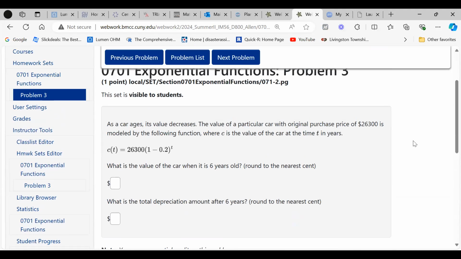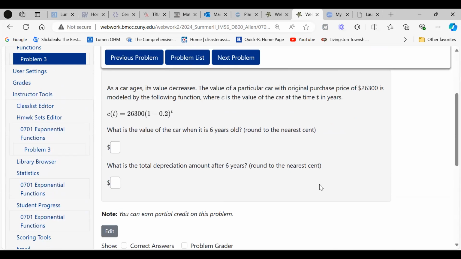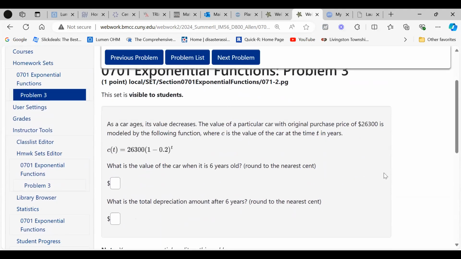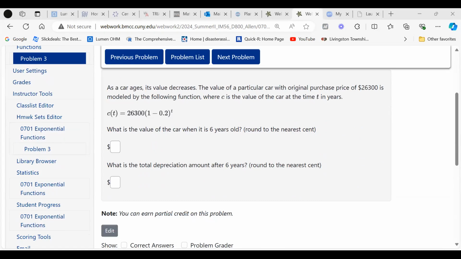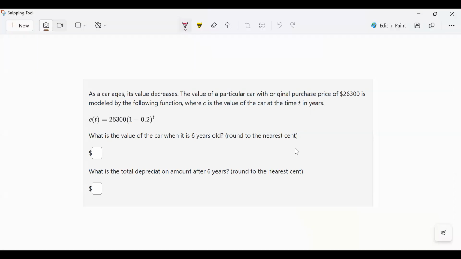All right, so let's take a look at this question. As the car ages, its value decreases, that's another good example of exponential decay. The value of a particular car with the original purchase price of $26,300 is modeled by the following function, where C is the value of the car at a time t in years. What is the value of the car when it's 6 years old?